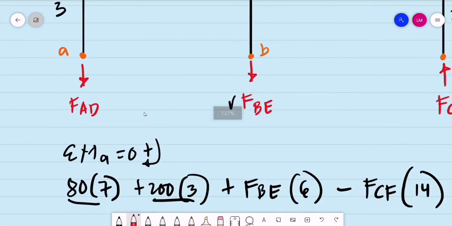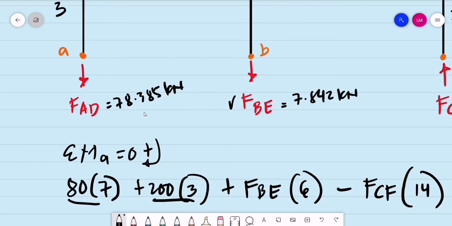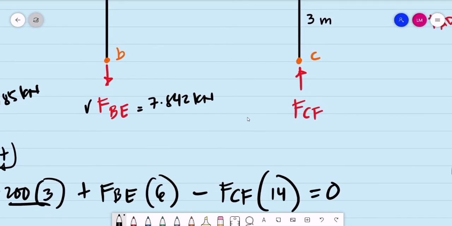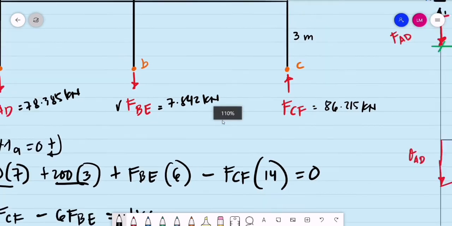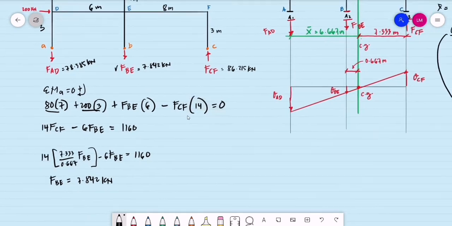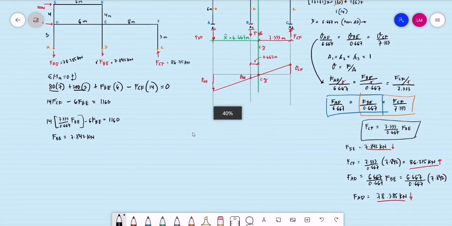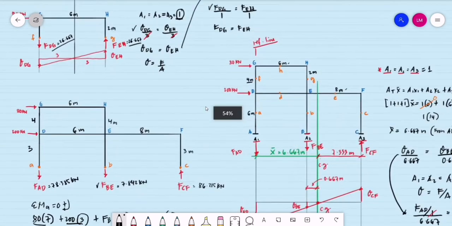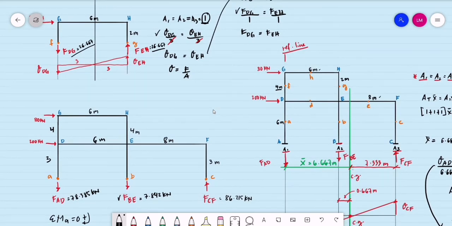Alright, so we now have the axial forces for these three columns. AD is equal to 78.385 kilonewtons, BE is equal to 7.842 kilonewtons, and CF is equal to 86.215 kilonewtons. So these are the axial forces for the three columns on the first level: 78.385, 7.842, 86.215.